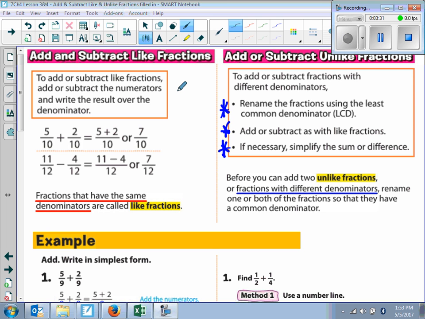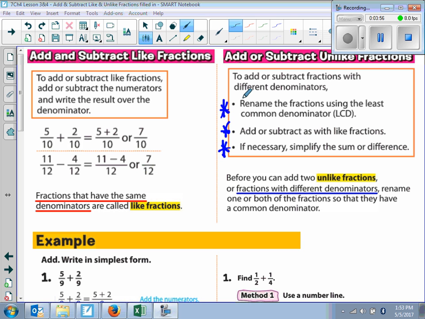To add and subtract like fractions, those are the ones that already have common denominators, you're going to add or subtract the numerators and then put that result over the same denominator. So 5/10 plus 2/10, you're going to add 5 plus 2, and then put it over 10. And the same thing with the subtraction.